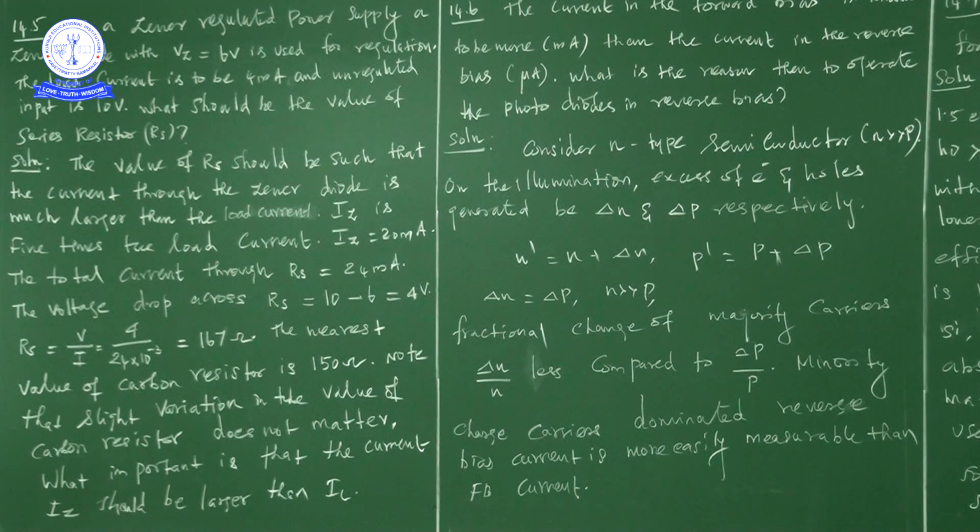Actually, using the carbon resistor color coding method, we cannot manufacture exactly 167 ohm, but the nearest value of the carbon resistor is 150 ohm. So it does not matter at all. Why?